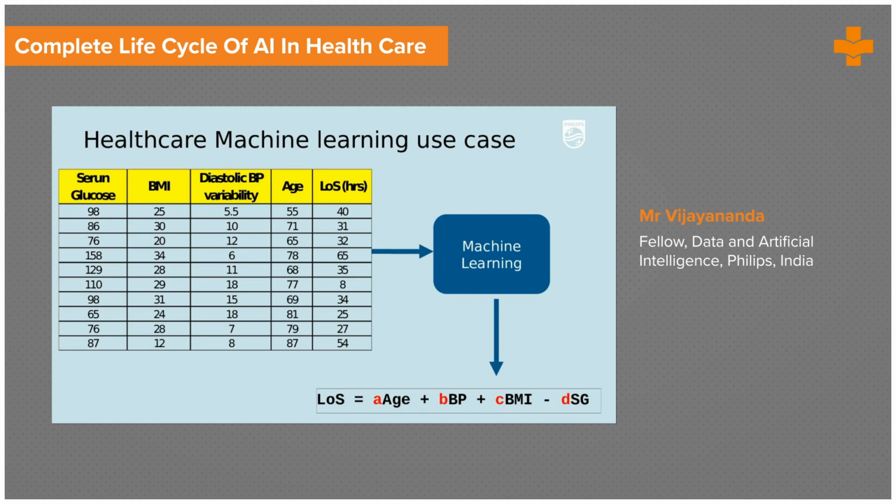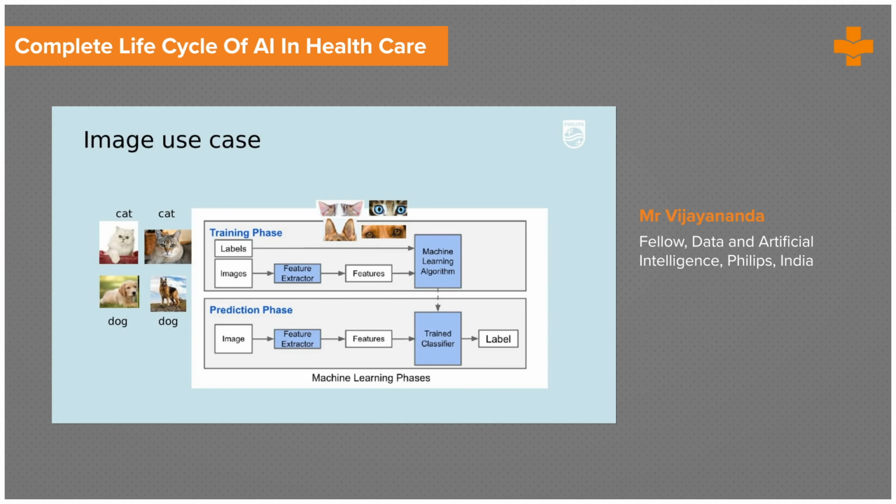But the whole idea is that if that machine learning algorithm is able to come up with some kind of an equation, tomorrow in the ICU, when it gets deployed, we give the age, BP, BMI, and the SG. It can estimate what would be the length of stay. And that is an example of simple numerical data.